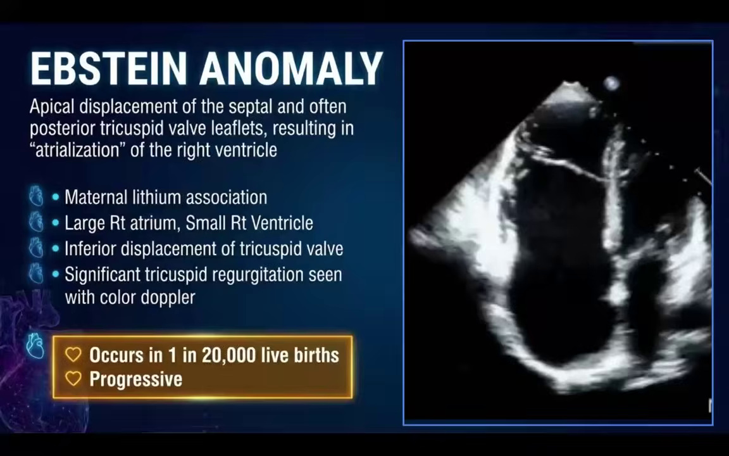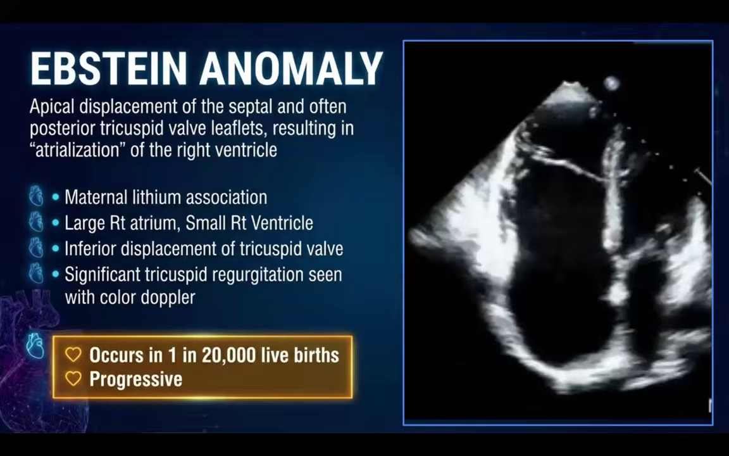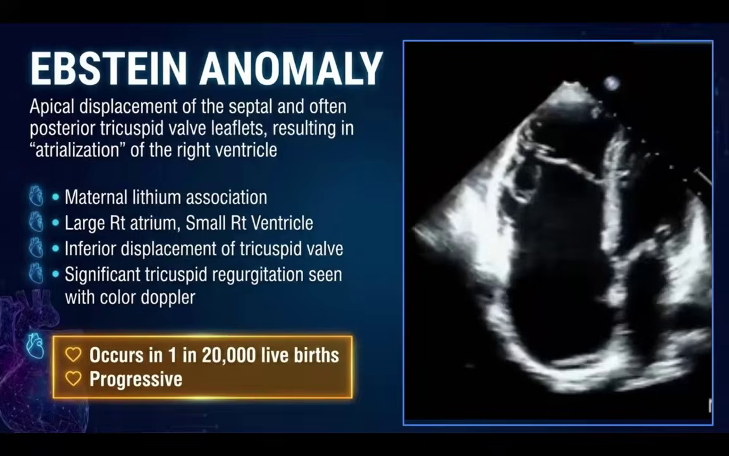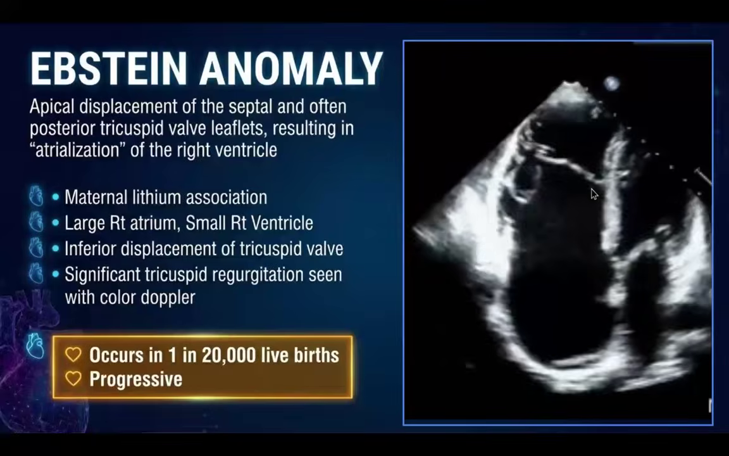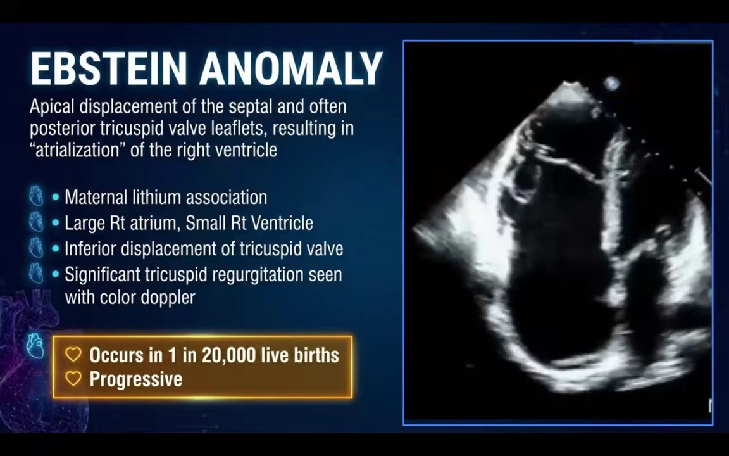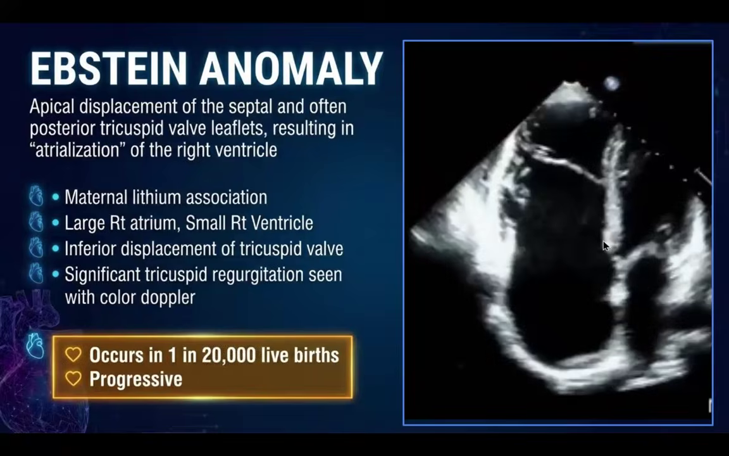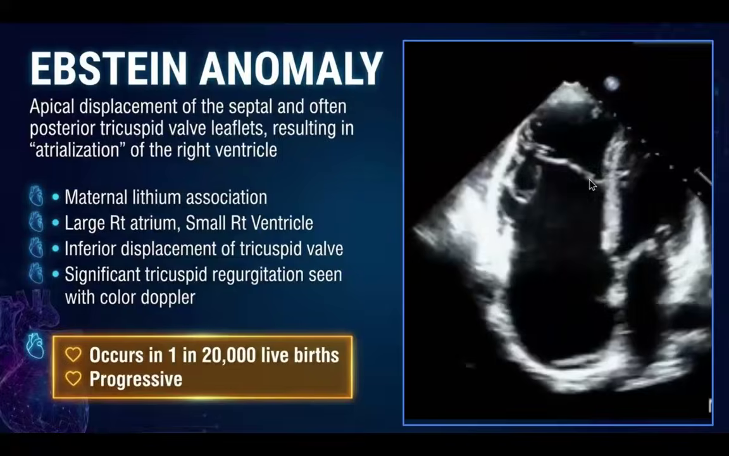Ebstein anomaly typically occurs in about 1 in 20,000 live births. What happens here? You see the displacement of the tricuspid valve. Normally, it should have a slight displacement from the mitral valve, somewhere in this region. But with Ebstein, notice it's more near here.